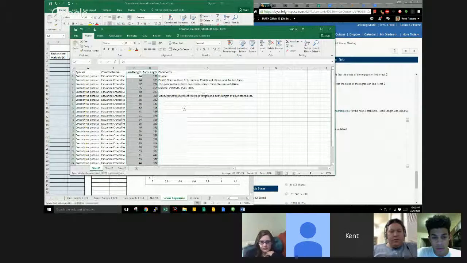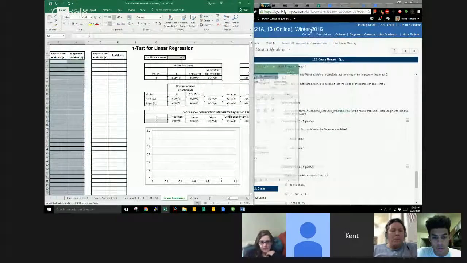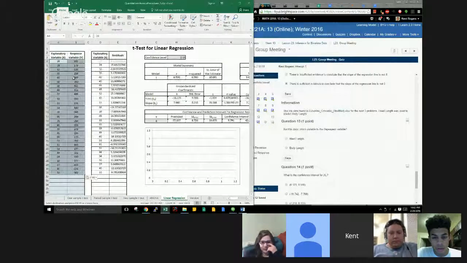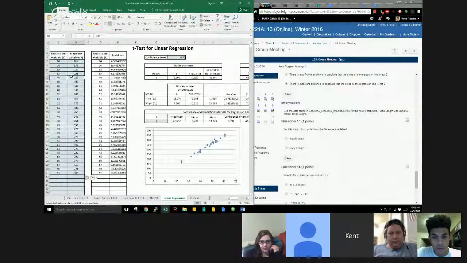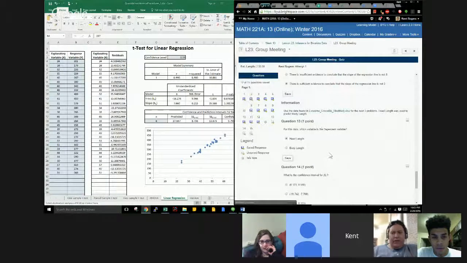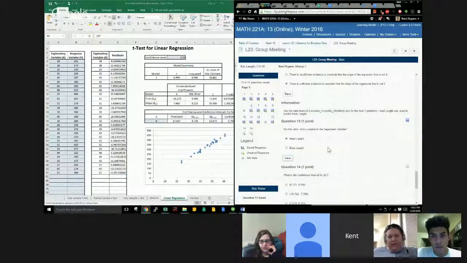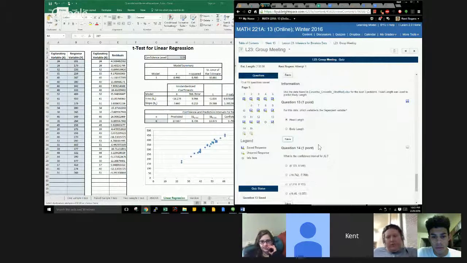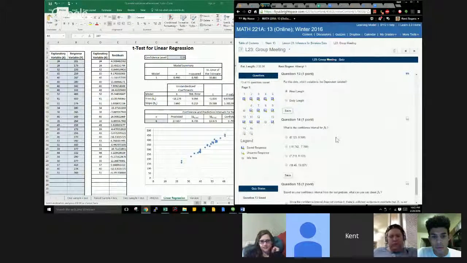Wait. So the dependent variable is the body one? I mean the head? Yeah, because they use the head data to predict the body length, so the body has to be dependent on the head. Okay. Oh yeah, so body is dependent.